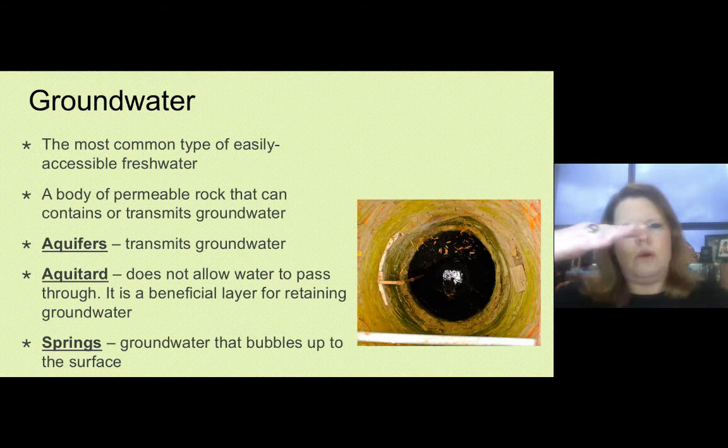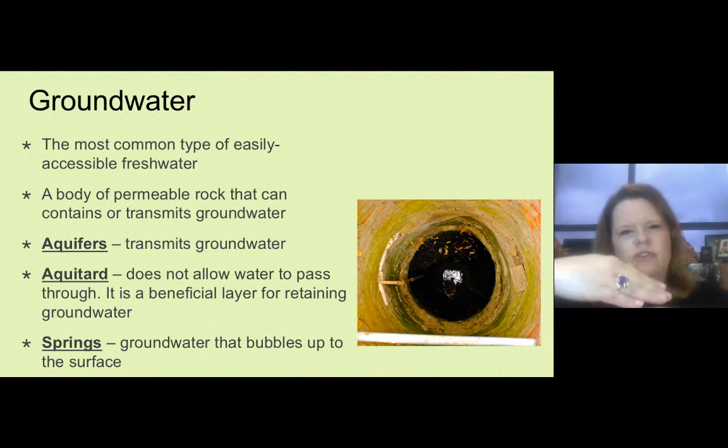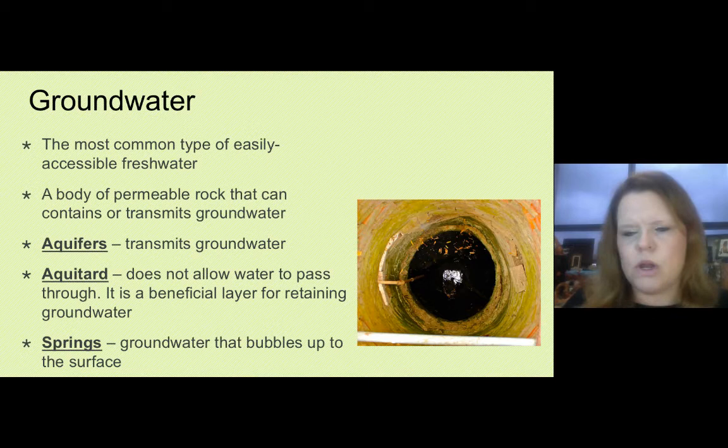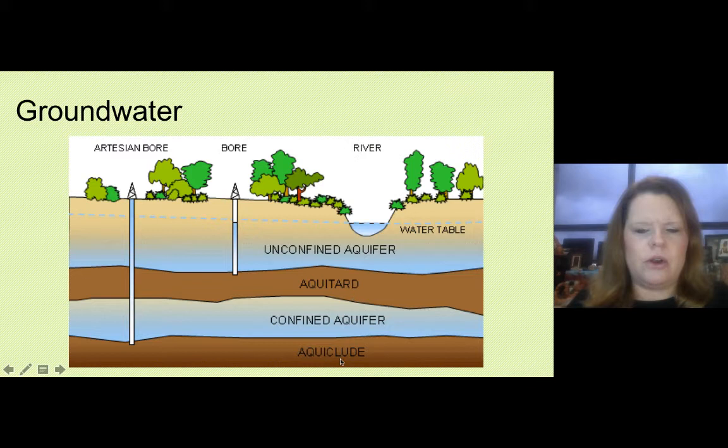So you get two layers that are aquitards and the water's in between them. So when a hole's drilled down into it, it just literally sprays up like an oil rig. So where are groundwater systems? Remember we learned the word aquitard. An aquiclude is another term for an aquitard. So in this case, we'd have a confined aquifer. That'd be like an artesian well.